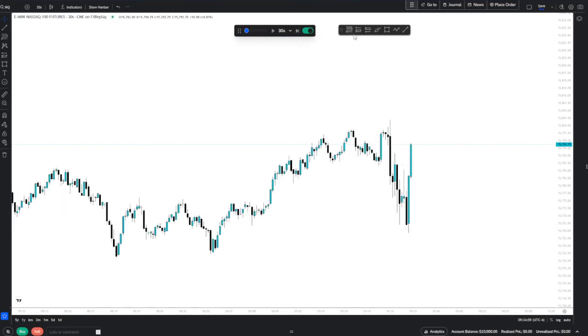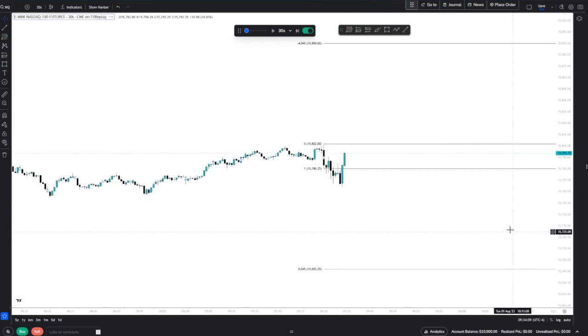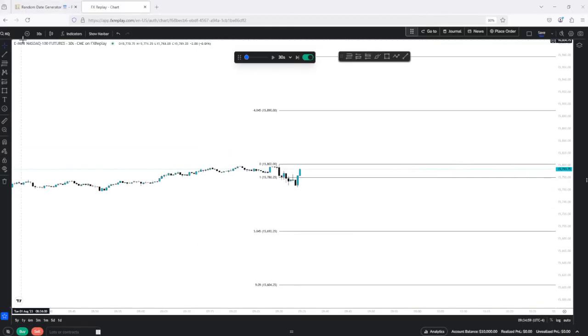Pretty big opening candle here, it looks like. Disregard. Actually, no. It's still a pretty big candle. So, all right. So our range is here.